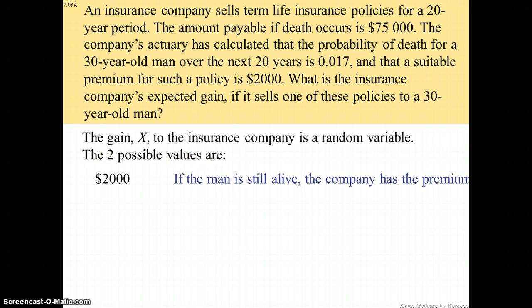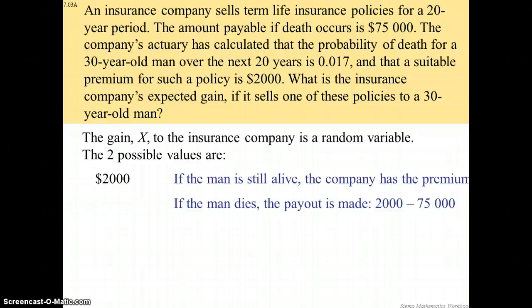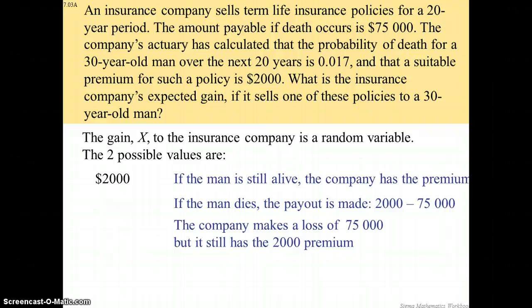Okay, the two possible outcomes. The man is still alive, the company has the premium. So this is over 20 years, right? If the man dies, the payout is made, and in terms of the insurance company, the loss is negative $73,000. Do you see that? The company makes a loss of $75,000, still has the premium, so it's $73,000 from the insurance company's point of view.